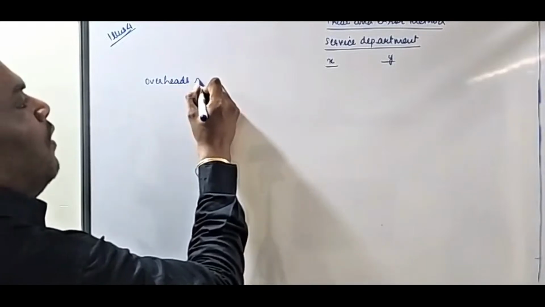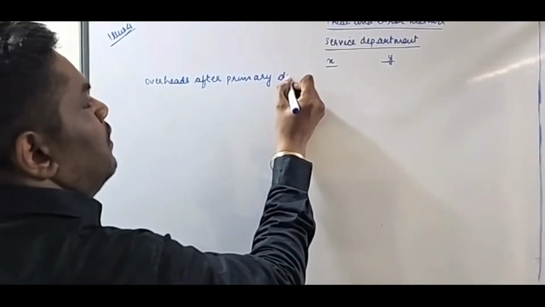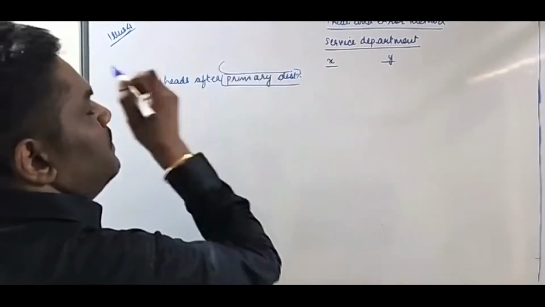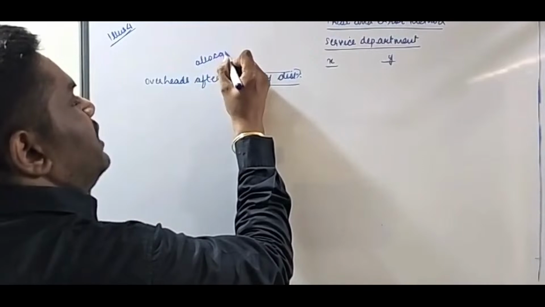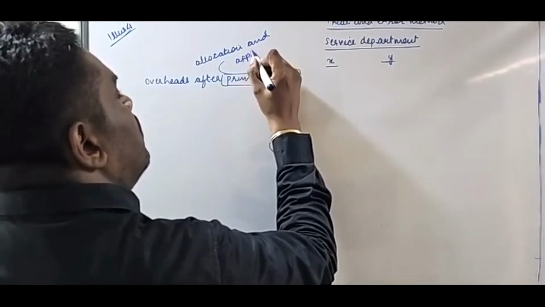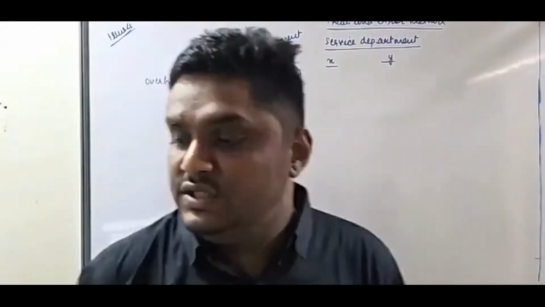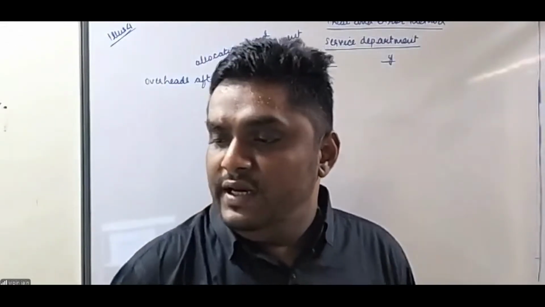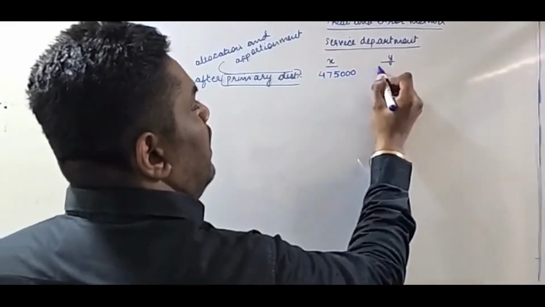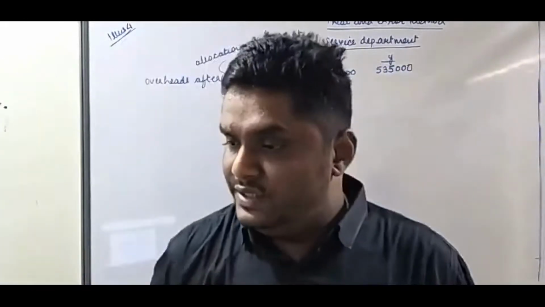Overheads after primary distribution. Again, I repeat, when talking about primary distribution, I'm talking about allocation and apportionment. So this part I've already covered in the previous session. So after the allocation and apportionment, we have got the final figure, that is 4,75,000. And for Y, we have got 5,35,000.